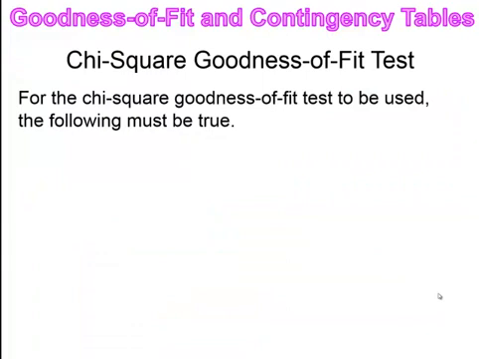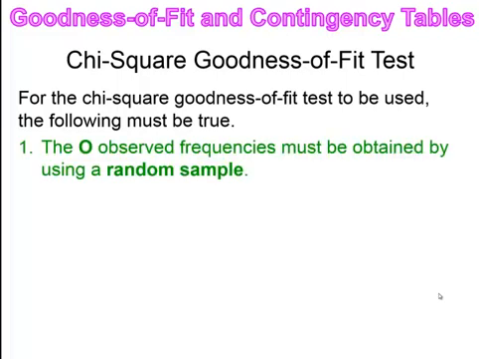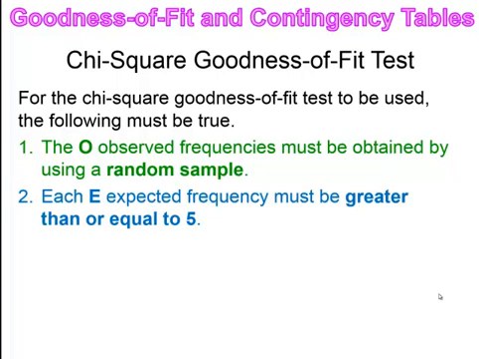So for the chi-square goodness of fit test, for you to use it, the following must be true. The observed frequency must be obtained by a random sample, and each expected frequency must be greater than or equal to 5.